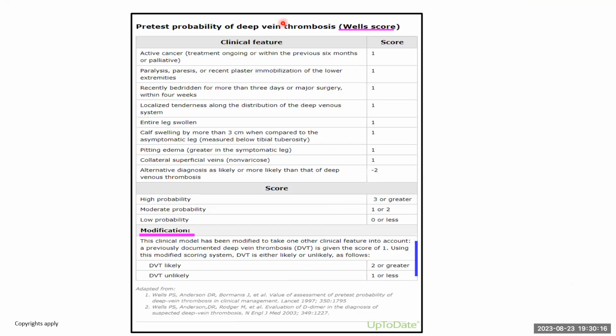This is the Wells score, which gives the pretest probability of deep vein thrombosis. This is the classic Wells score, and now you have the modified Wells score. In the modified Wells score, another clinical feature has been taken into account, that is a previously documented DVT, and it is given a score of 1. So using this modified scoring system, DVT is either likely or unlikely. Likely is 2 or greater points, and unlikely is 1 or less points.